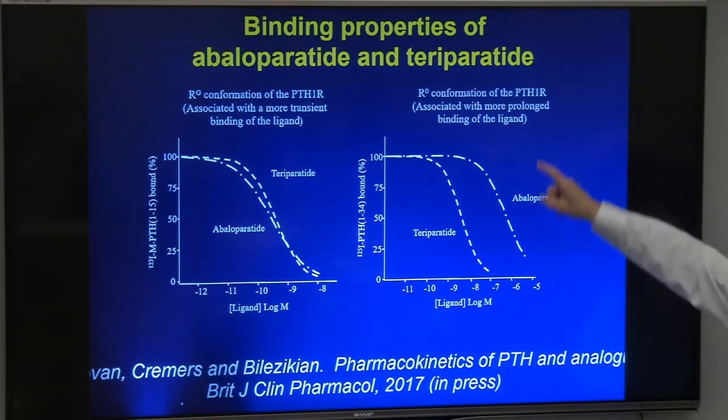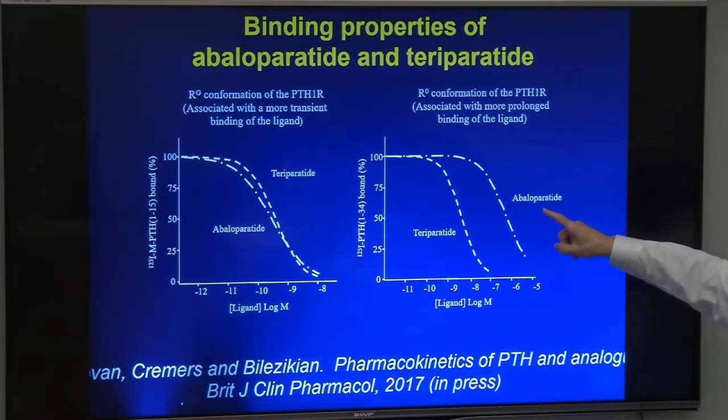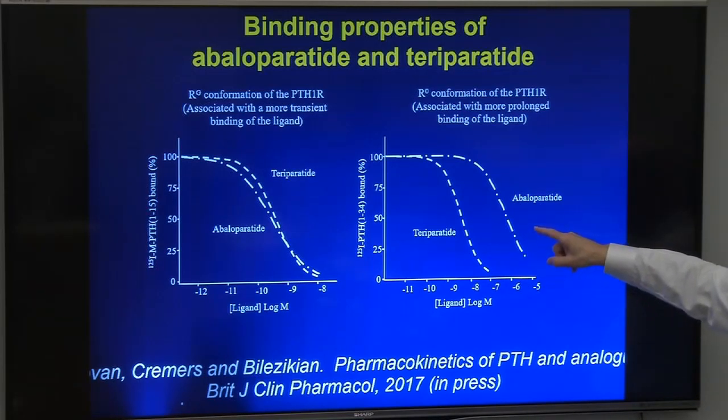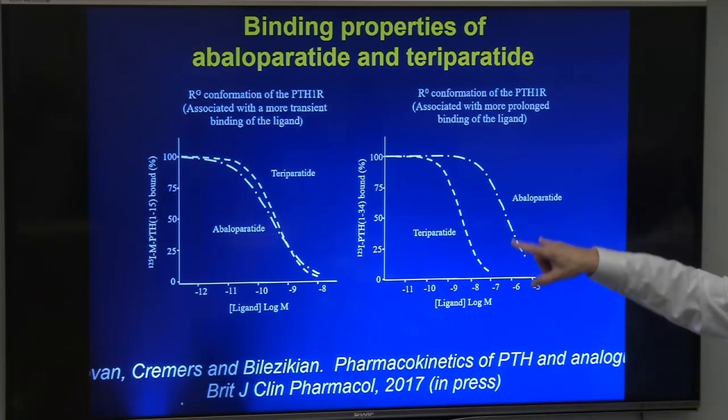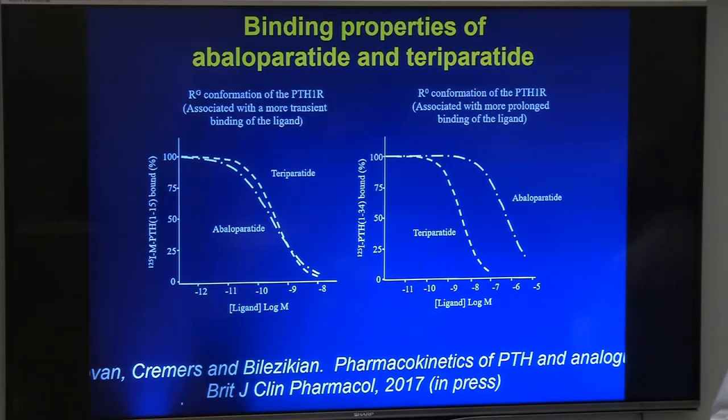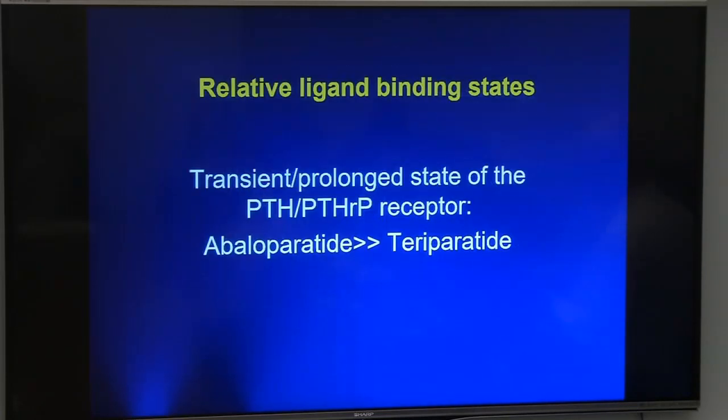But when you come to the long-lived configuration, abaloparatide has poor affinity, very poor affinity. So if you then take the ratio of the various affinities, abaloparatide is going to have relatively greater affinity than teriparatide. And it turns out it's 1,600-fold, the fold greater affinity of abalo for this transient state of the receptor versus the prolonged state of the receptor. The fold difference is 1,600-fold versus a 3-fold difference with teriparatide. Okay, so that seems to be the case.